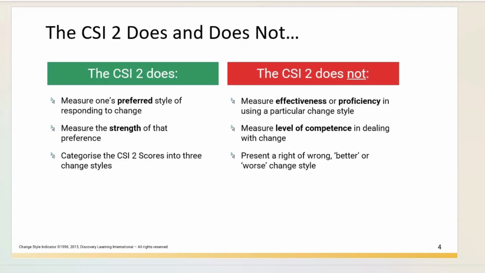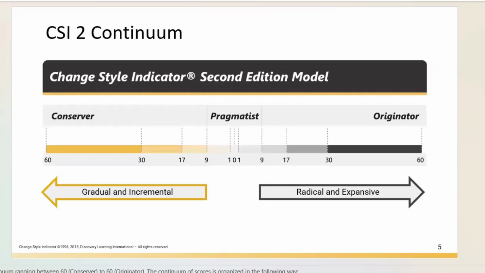What it doesn't do is measure people's effectiveness or proficiency in using a particular change style. It doesn't measure their level of competence in terms of dealing with change, and it doesn't present a right or wrong, a better or worse. A change style is a change style, and it's your preference. It's your change style preference. There is a correlation between change style and personality, but that's not what the designers of this tool were setting out to do. What they were really trying to uncover is what is your change style preference.